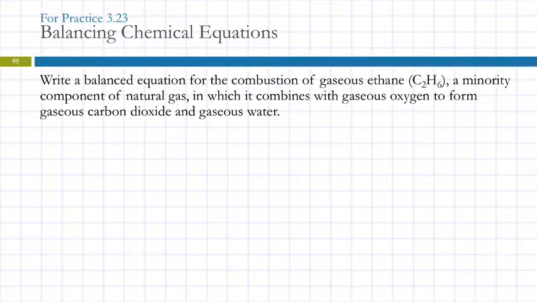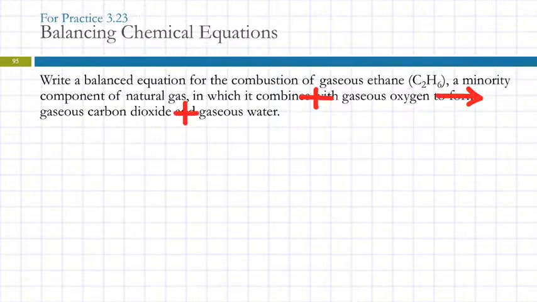Let's do another one. Write a balanced equation for the combustion of gaseous ethane, a minority component of natural gas, in which it combines with gaseous oxygen to form gaseous carbon dioxide and gaseous water. There's a lot of gas going on there. So again, "and" or "combines with" corresponds to a plus sign. So ethane combines with oxygen to form, arrow, carbon dioxide and water.